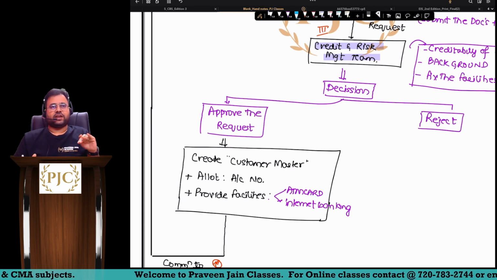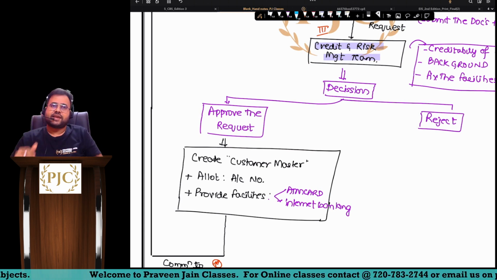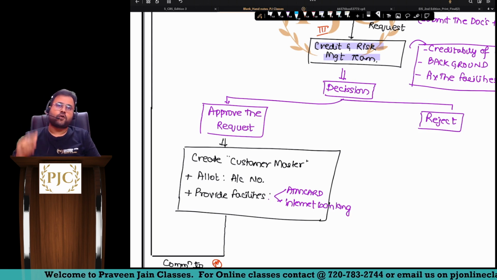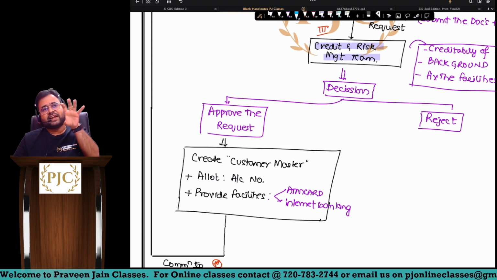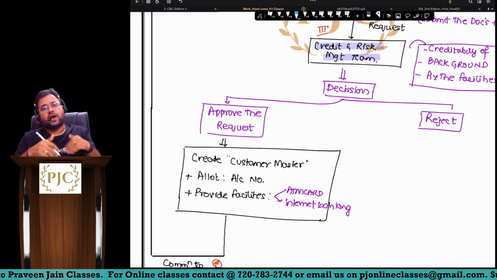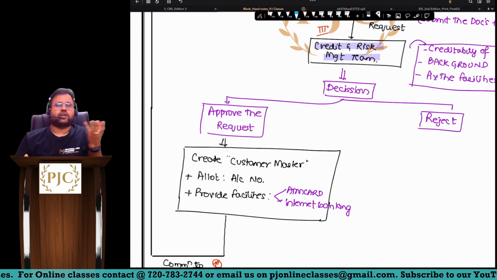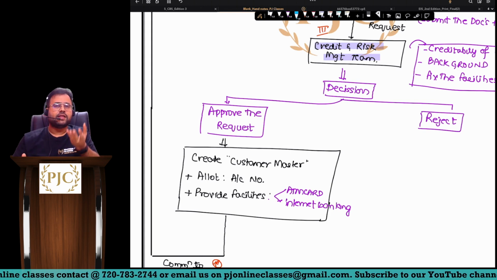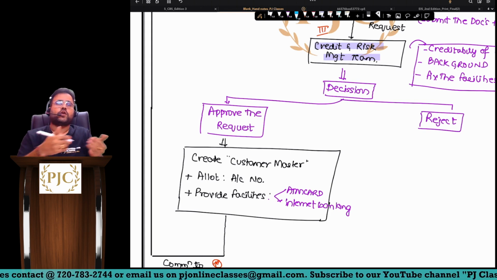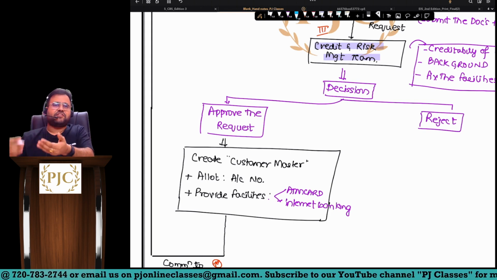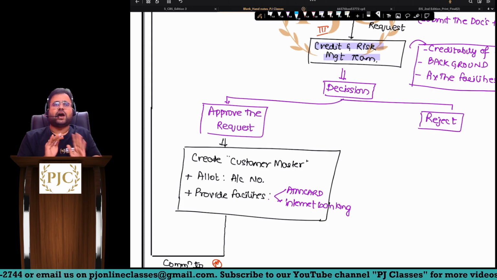When we approve the request, obviously this team has to create a customer master in the core banking system, sir. They will create the customer master in the core banking system, allot the bank account number, and also whatever facilities the customer has asked for. If you have asked for a debit card, we will allot a debit card. If you have asked for internet banking, then allot a user ID and password, sir. If you wanted any other facilities, all those facilities will be allotted now, sir.